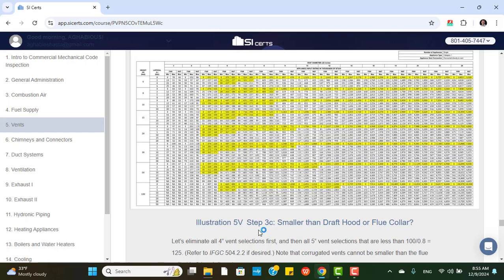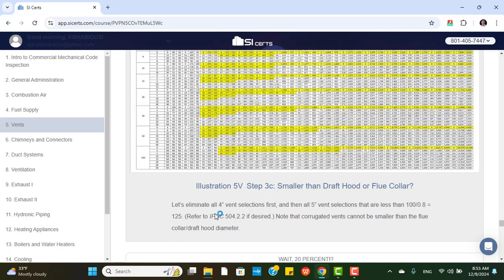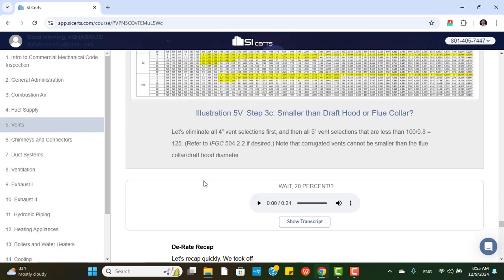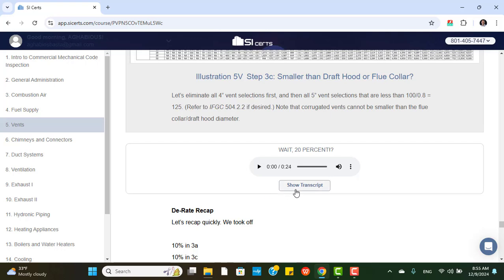Illustration 5V, step 3c, smaller than draft hood or flue collar. Let's eliminate all 4-inch vent selections first, and the 5-inch vent selections that are less than 100 divided by 0.8. It will give 125. Refer to International Fuel Gas Code 504.2.2 if desired. Note that a corrugated vent cannot be smaller than the flue collar or draft hood diameter.